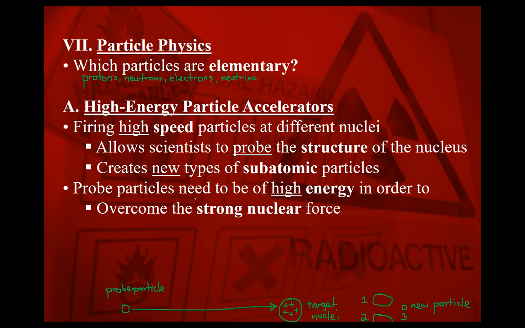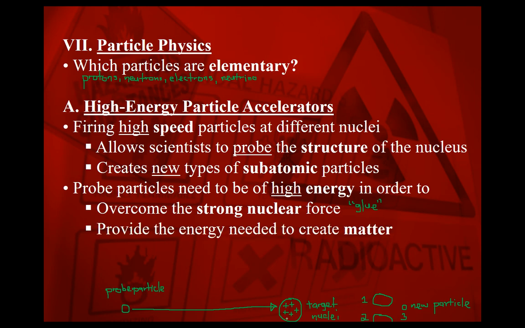Now, I said it needs to overcome the strong nuclear force. The strong nuclear force is kind of like the glue that holds the nucleus together. It's really, really strong at very small distances. So this target nucleus would have a strong force that's holding the target nucleus together. In order to make it split into these two pieces, these two daughter isotopes, 1 and 2, you'd need this probe particle to have a lot of energy, enough energy to overcome that strong nuclear force that's trying to keep it glued together.